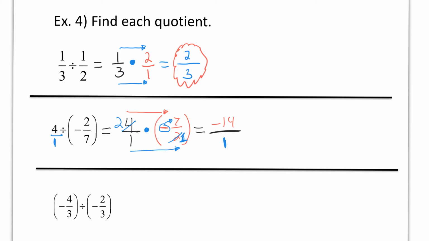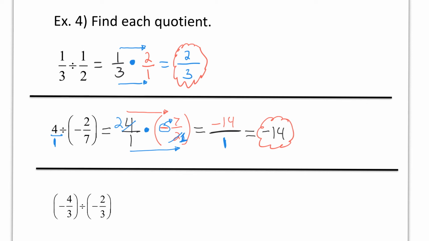Now, for the answer, if you have a 1 on the bottom, you don't need it. So you can just put a negative 14 for your answer. That is sufficient. That's enough. That's it. That's your answer.